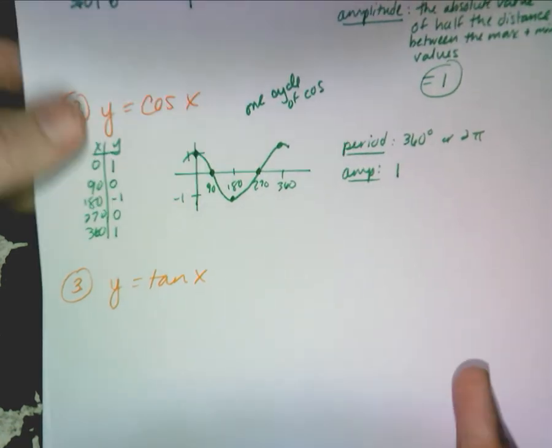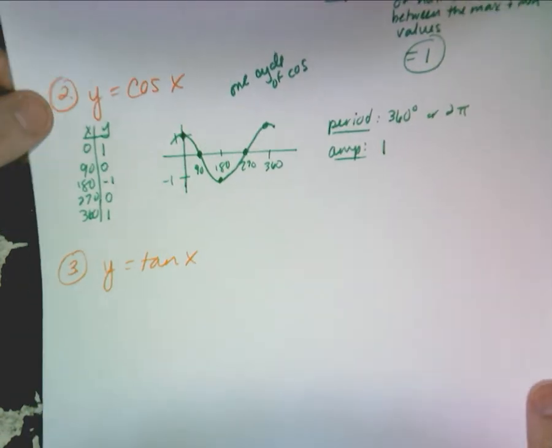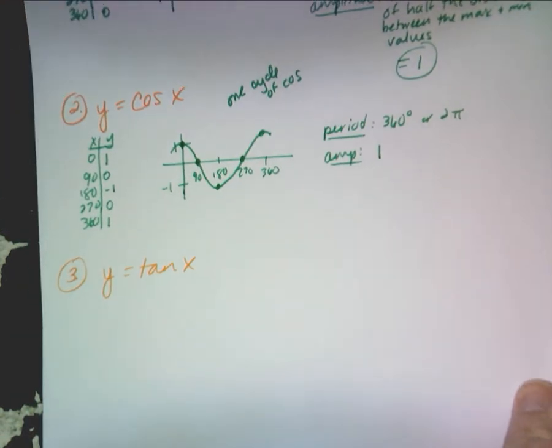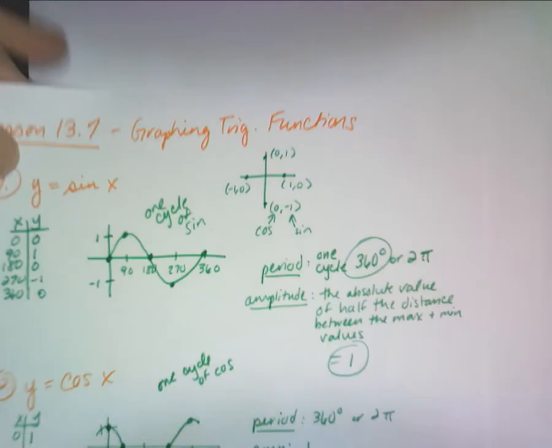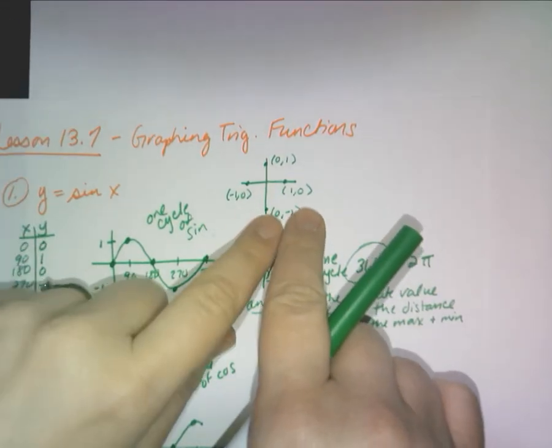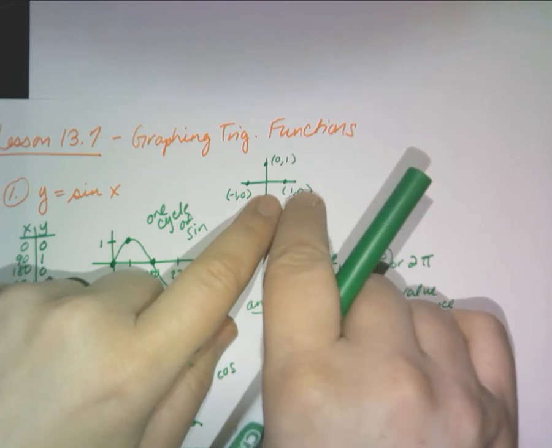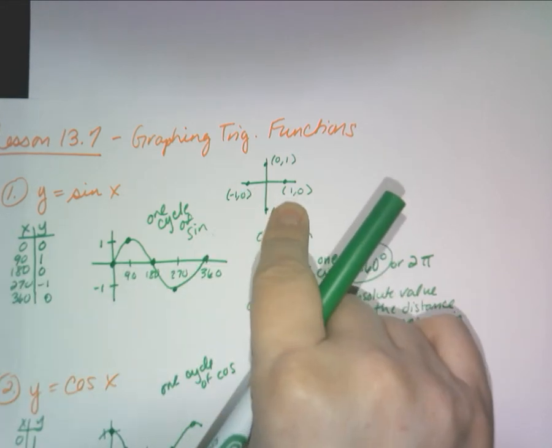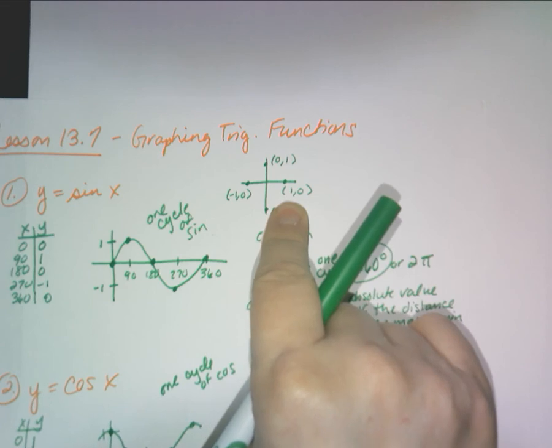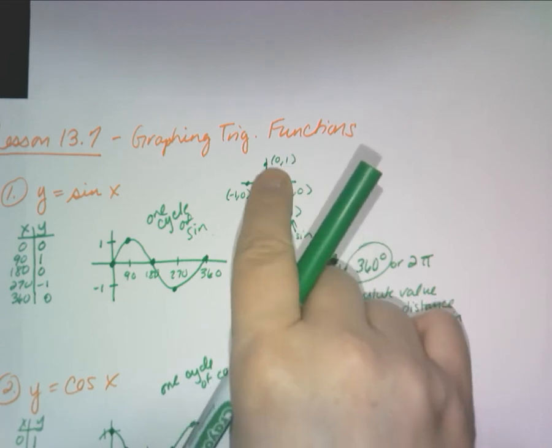So here's what happens to tangent. Tan is your, we talked about this before, your what over your what? Sin over cos. Sine over cosine. So if I go up here to my unit circle, at 0 degrees, I put 0 over 1. Is that allowed? Is 0 over 1 okay? Yes. Is 1 over 0 allowed?